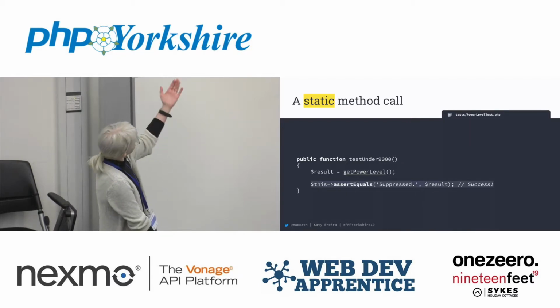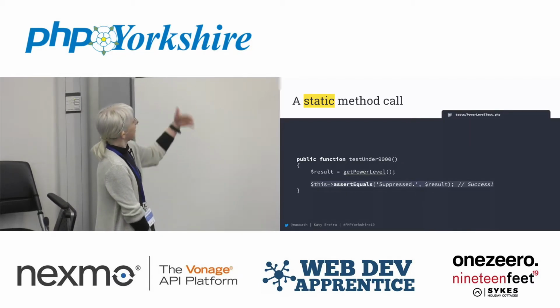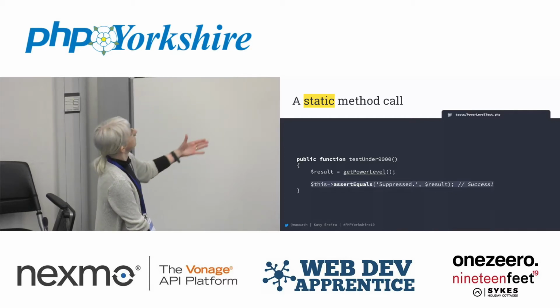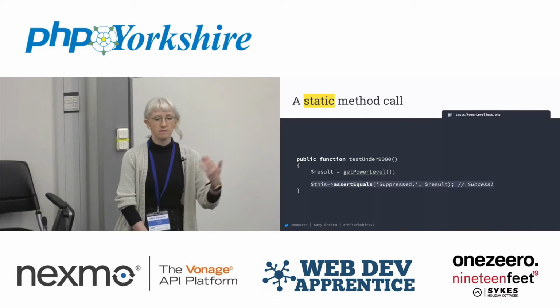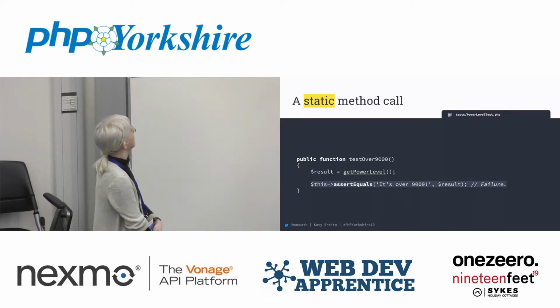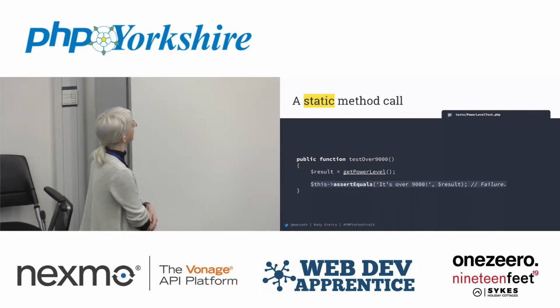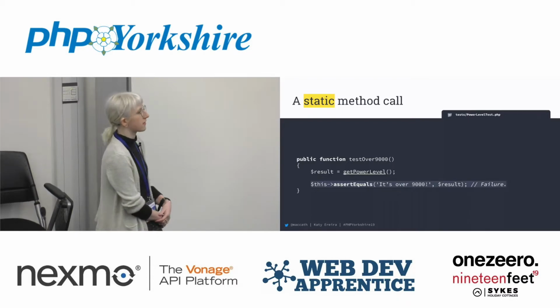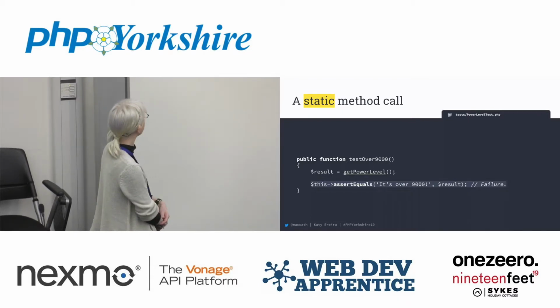So this is our under 9,000 test. We can assert that the result of getPowerLevel is suppressed because the static method is going to return 5,000, it's under 9,000, it's suppressed. When we test the over 9,000, it's going to fail because it's 5,000, and that's clearly less than 9,000.